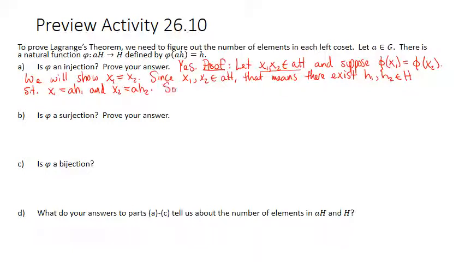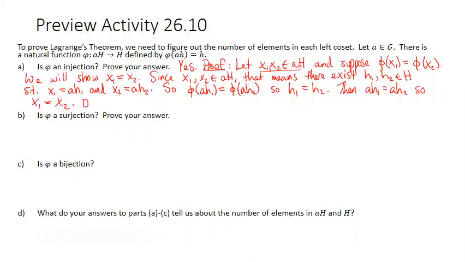Okay, so then what we have is that phi of AH1 equals phi of AH2. Okay, and so that tells us, based on the formula for what phi actually is, that H1 equals H2. So that's just applying the formula of phi, where you take away the A and you just leave the H part. So what does that mean? Well, if H1 equals H2, then AH1 equals AH2, so x1 equals x2. Okay, so we did that.